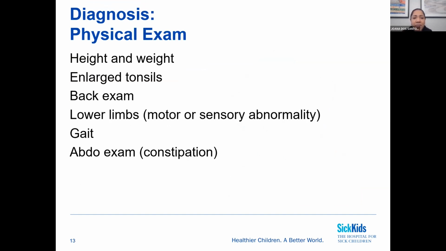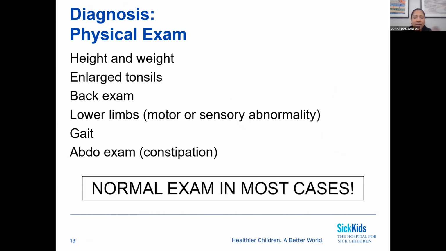In terms of physical exam, height and weight, look for enlarged tonsils, a history of snoring, back exam, lower limbs, especially motor and sensory exam and gait, looking for an underlying spina bifida or neurogenic reason, and the abdominal exam may reveal constipation. However, as you know, in most cases of primary or secondary enuresis, kids will have a completely normal physical exam.